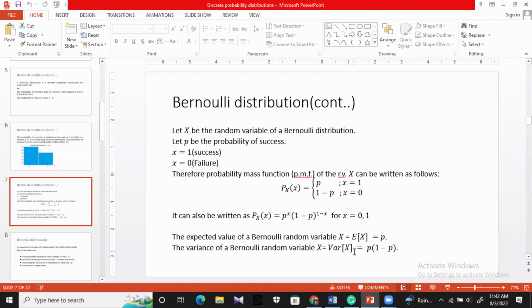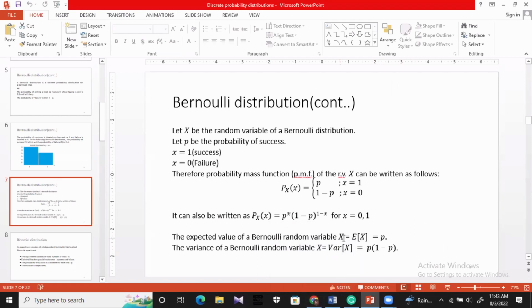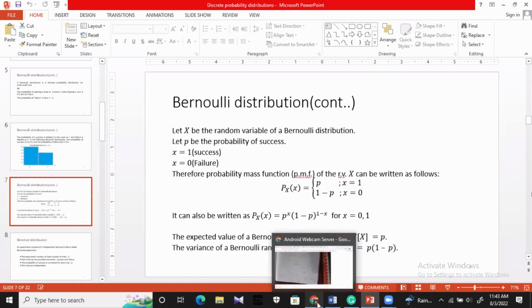If you cannot remember the formula that we use to find the expected value and the variance of a particular random variable, I can give you the formula. Using that formula, you can get these two results. I will give you that formula here. Quickly find the expected value and the variance. You have to get the expected value as P and the variance as P times 1 minus P.